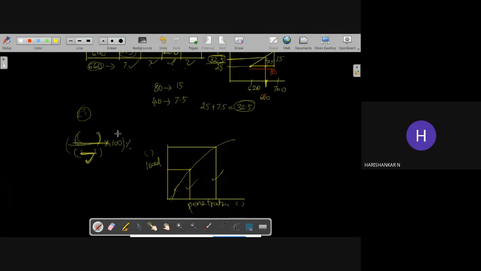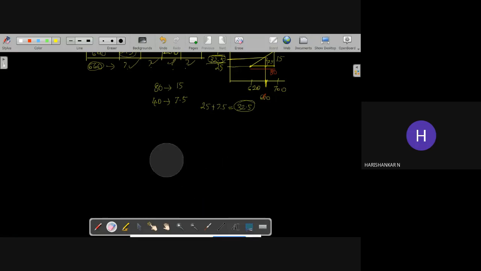So the test apparatus, everything I will give you in the class notes so that you can read it and refer. In this way you can conduct a CBR test. So we are talking about the method recommended by IRC. This method will be asked in the exam also.